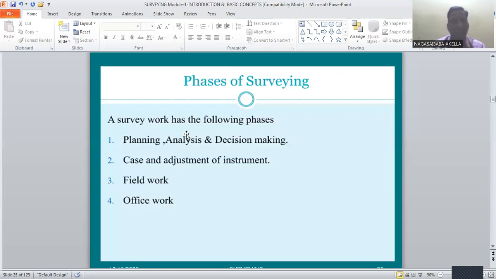What are the phases of surveying? There are 4 phases. First one is planning, analysis, decision making. You have to plan where the survey is to be carried out. You have to analyze and you have to take decision. Second one is care and adjustment of instrument, not case, care. You have to take care and you have to do temporary adjustments for the instrument. Next, field work. Next, office work. These are the 4 phases of surveying.